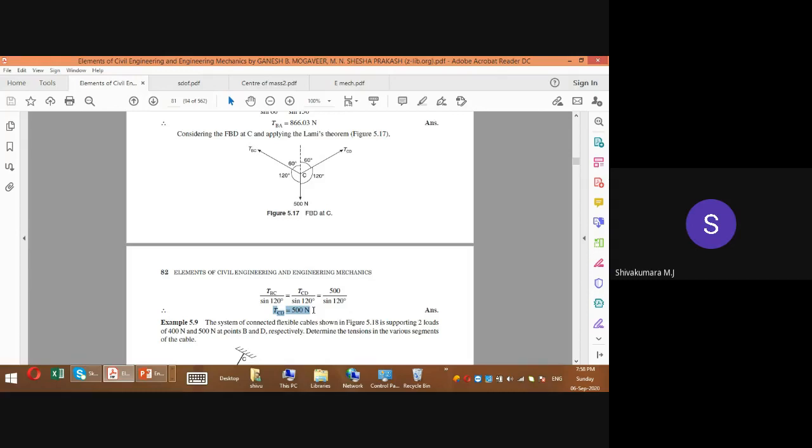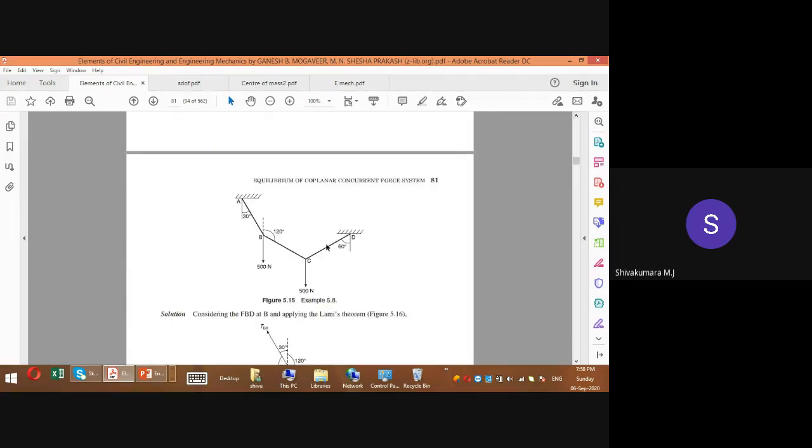Like this, a different system of cables with different forces or weights may be given, and sometimes the angle will not be mentioned in the figure. You may be asked to determine the angle. To be in equilibrium, for the given cable system, what should be the direction of cable CD? This 60 degrees may not be given sometimes; it may be mentioned as theta. You may be asked to calculate, for equilibrium of this cable system, what should be the direction of CD. Such kind of question may be asked. You can prepare for that.